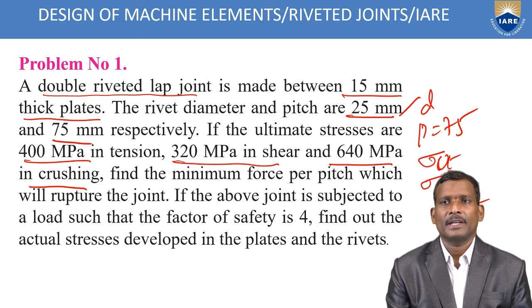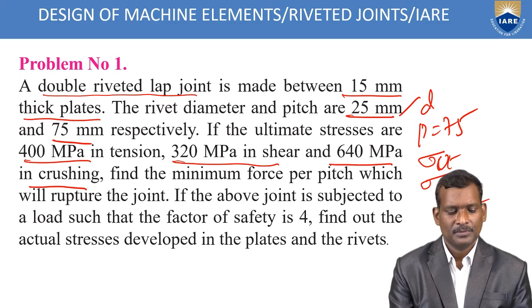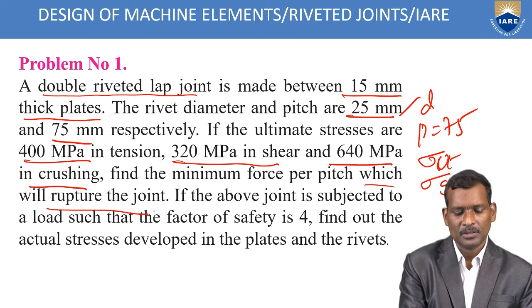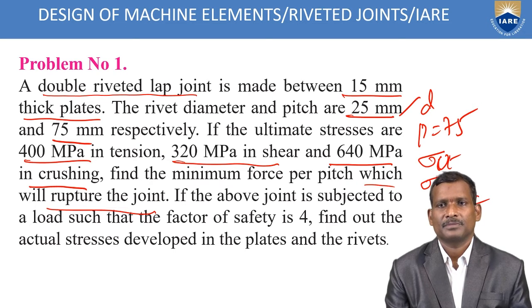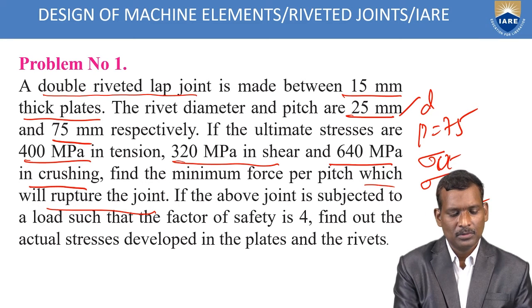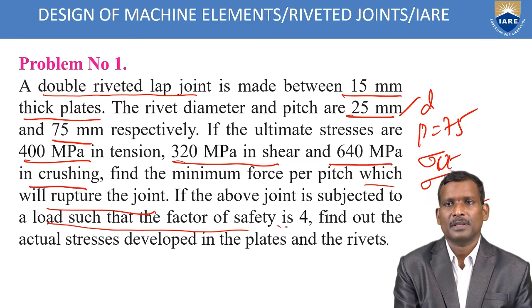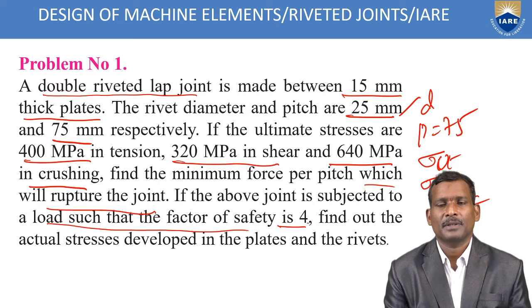So he has asked to find the minimum force per pitch which will rupture the joint. So find the minimum force. If the above joint is subjected to a load such that the factor of safety is 4, a given factor of safety 4.